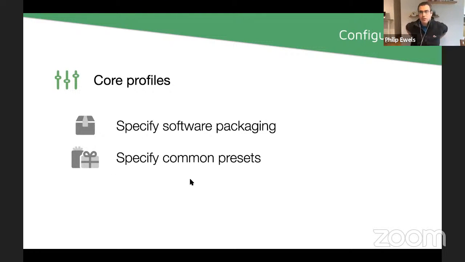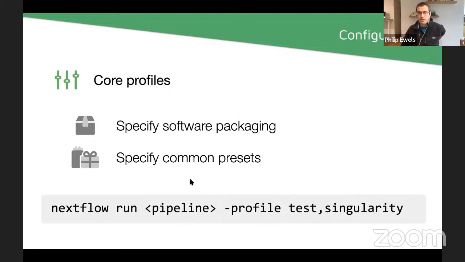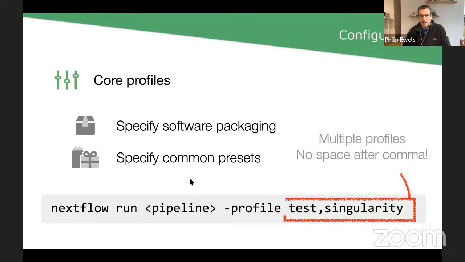We also have a few other common presets which are there to use. Probably the most commonly used one is the preset called test, which I'll come on to in a second. And that runs a test. You can specify as many of these config profiles as you want. They are applied in the order that you specify, and you just do them as a comma separated list. But it is important that you don't use any spaces after that comma, because then it will break up that flag. So here, test, comma, singularity, it will run the test profile, and then it will apply the singularity profile. So it will use singularity software packaging.